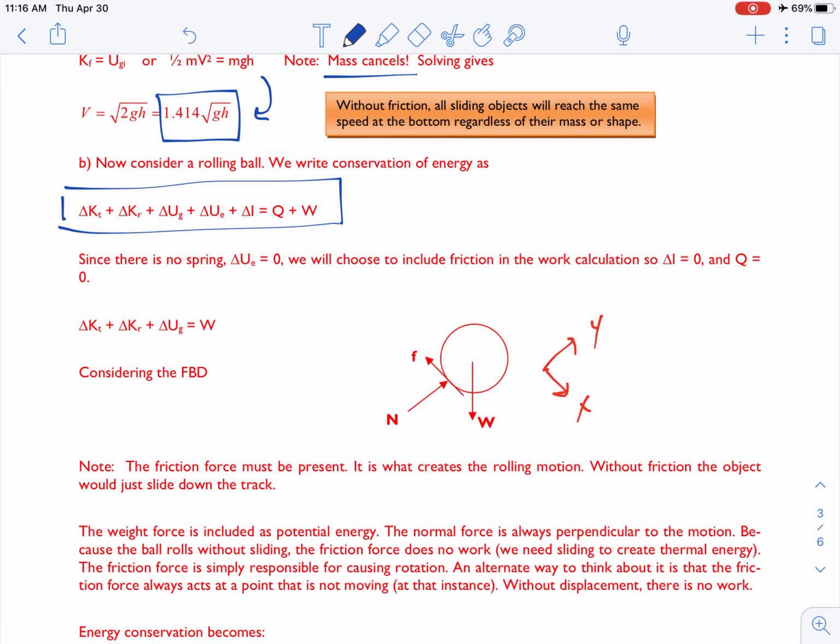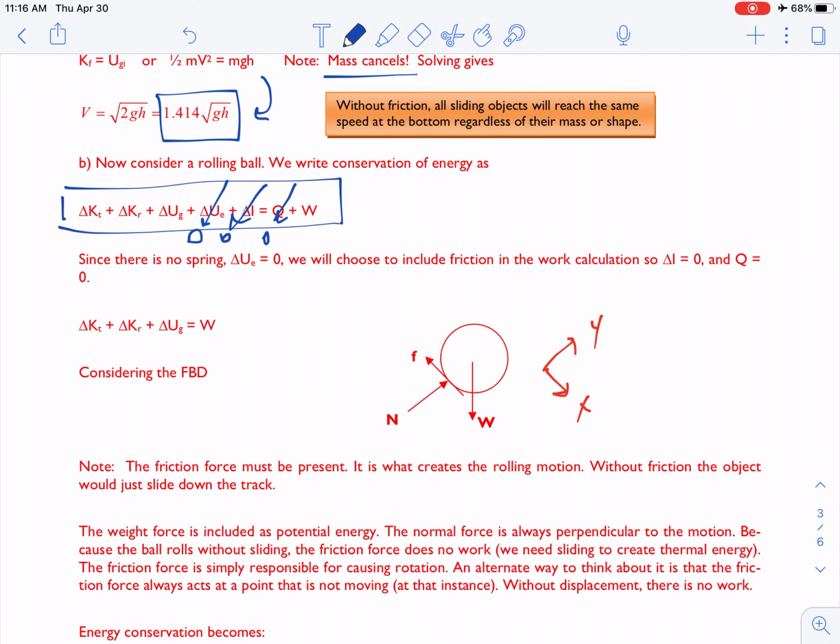Once again, we will get rid of some of the things. Translational kinetic is there. Now there's rotational one as well. And there's a change in elevation. But there's no spring-like objects. We will get rid of that. There's no friction that causes, or there's no kinetic friction, I should say. And there's no temperature or pressure changes. So delta I is still 0. Okay. And heat is going to be 0 as well. And we will look into the work done more specifically by drawing a free body diagram.